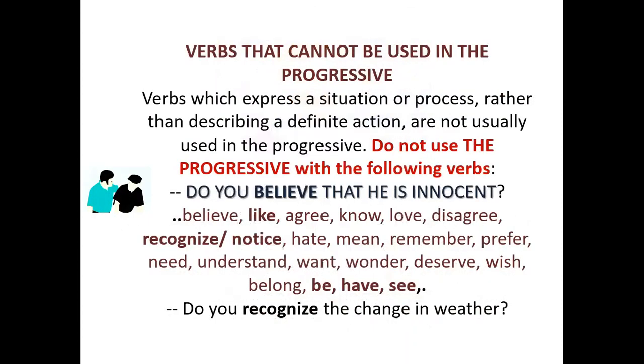Okay, verbs. Oh, this is also important. Verbs that cannot be used in the progressive. Verbs that do not take ing, but they give the message of ing form, present continuous form. What are they? Let's see them. Verbs which express a situation or process rather than describing a definite action are not usually used in the progressive. Do not use the progressive with the following verbs.